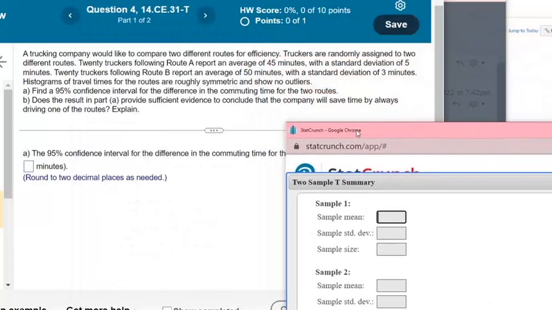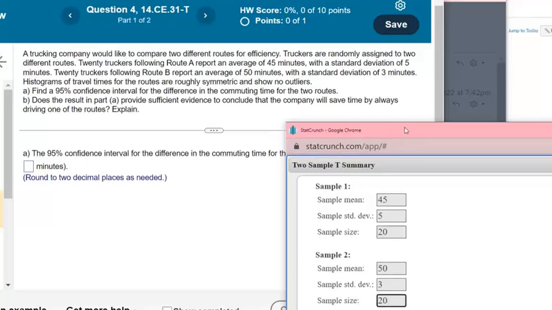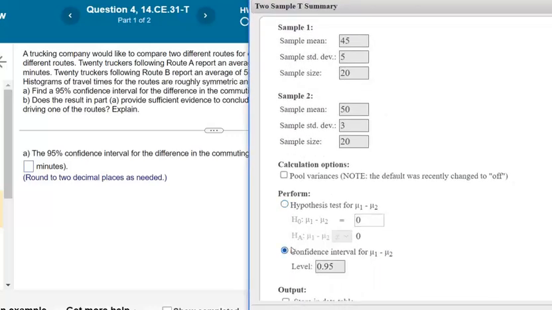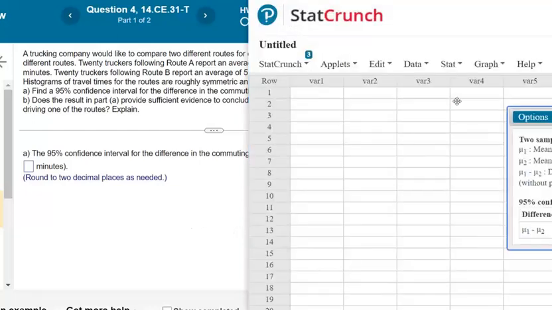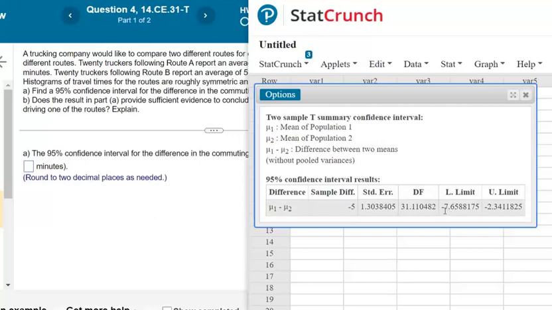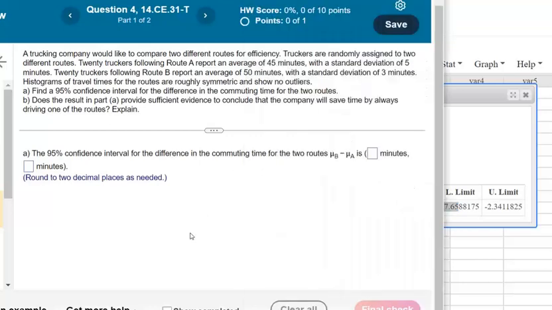They've summarized the data. The first group has a mean of 45 and a standard deviation of 5, and they say there's 20 truckers in that group. And mean of 50, standard deviation of 3, 20 truckers. And then we would just want to select confidence interval and hit compute. And so the confidence interval could be negative 7.66 to negative 2.34, or the other side of that would be positive 2.34 to positive 7.66, because it depends on which one's population 1, which one's population 2.